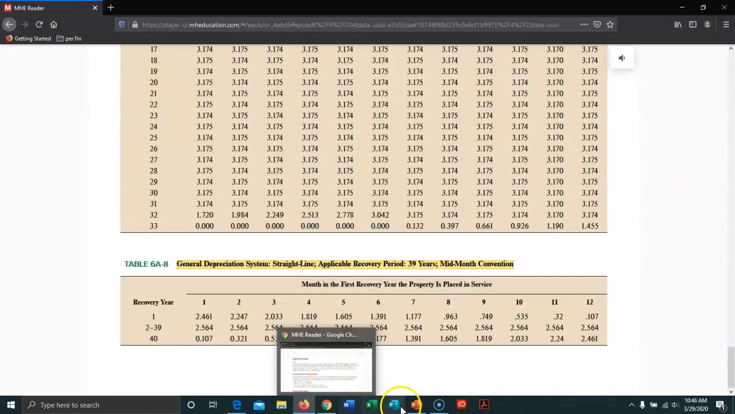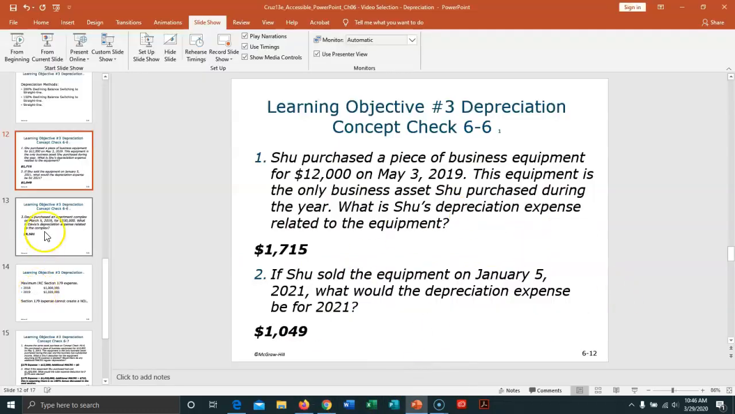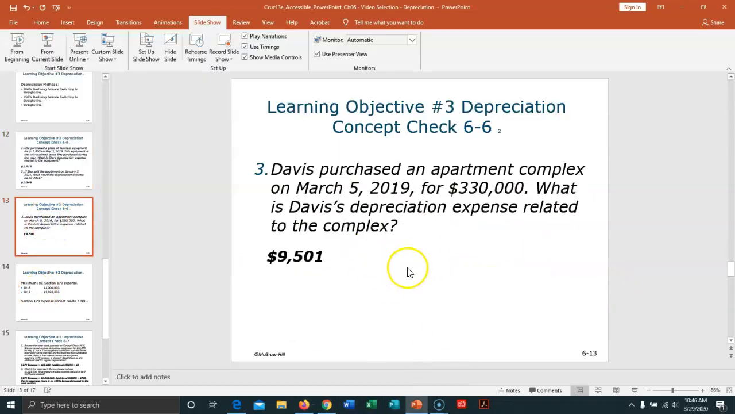So I want to go back to our PowerPoint for a minute, and I want to bring up the next slide, which is: Davis purchased an apartment complex on March 5th, 2019 for $330,000. What is Davis's depreciation expense related to the complex? All right, so let's break this down. Number one, do we know the basis in the asset? It's $330,000, and we're going to assume that the land has already been taken out of that.